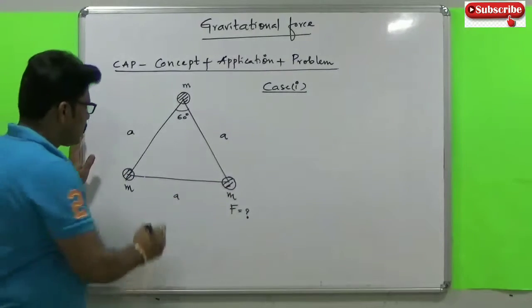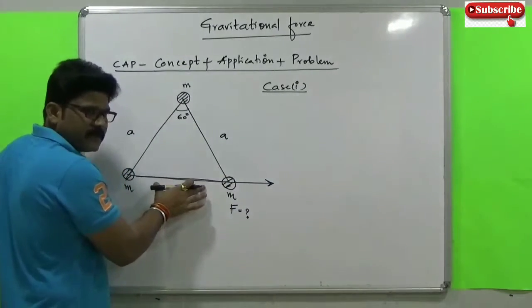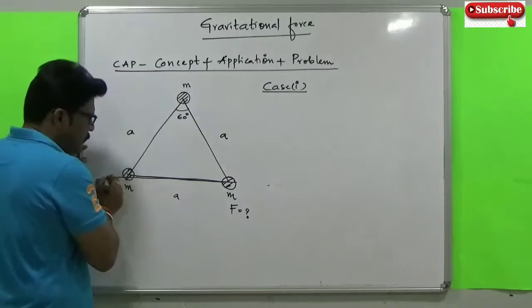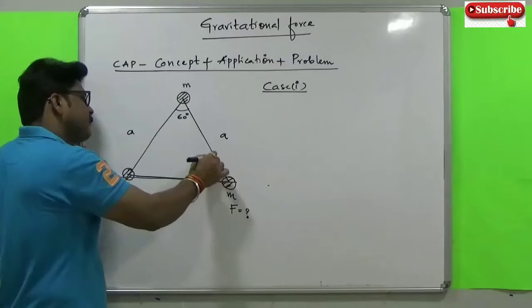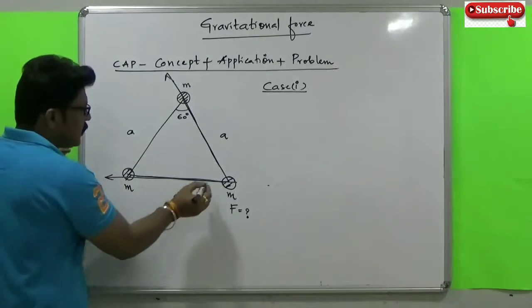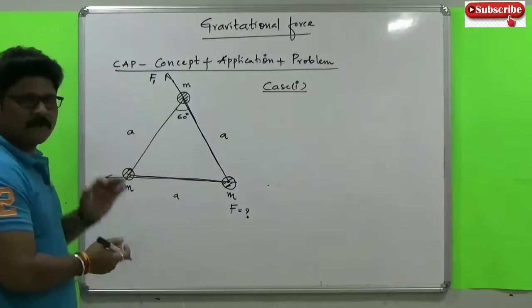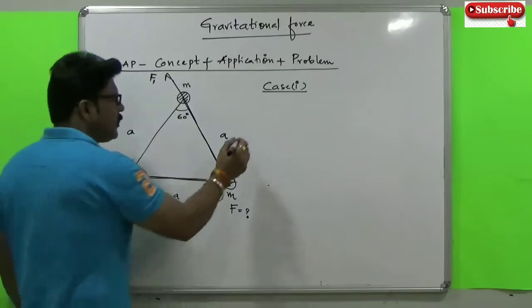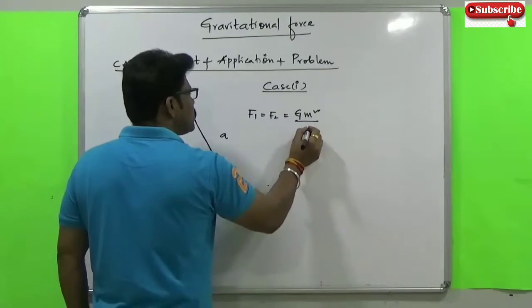Then what we will do is, let us take this as the gravitational force between these two. First we will calculate. Or we can say I want the net force from this body to this body, and from here to this body, on this one. And one more force will be acting like this on this one due to this one. So let us take these as F1 and F2. F1 and F2 both are the same, right? So F1 equals F2 equals G into M squared by A squared.